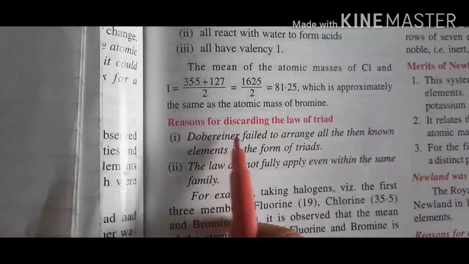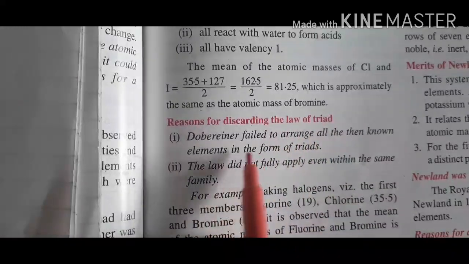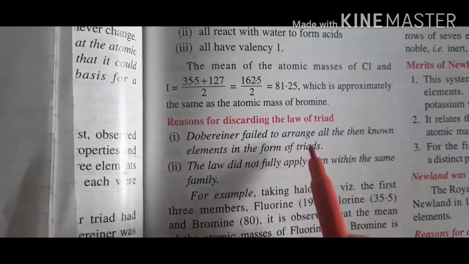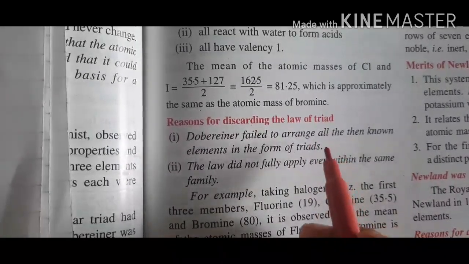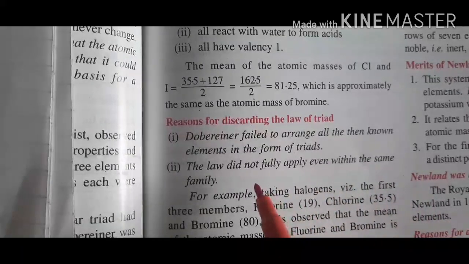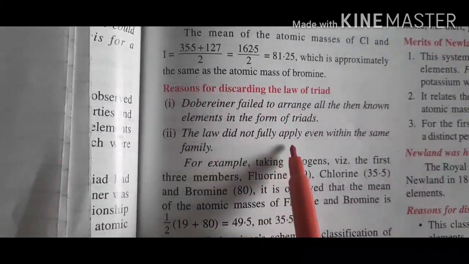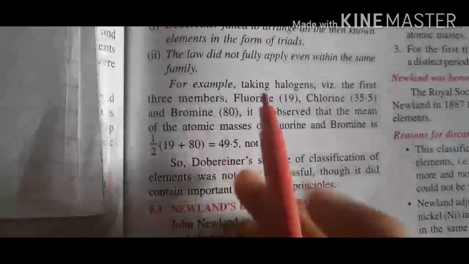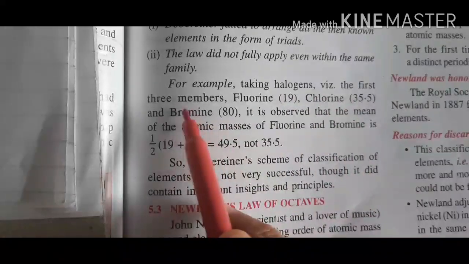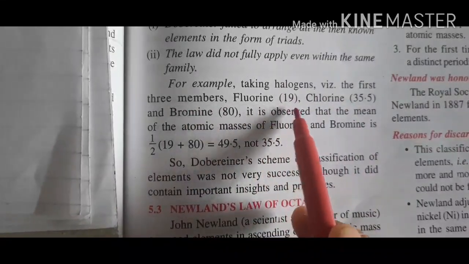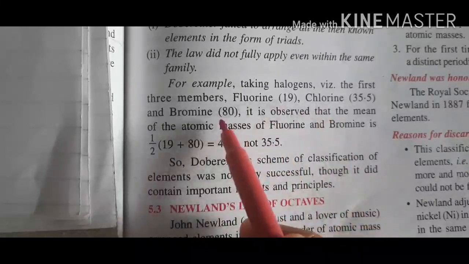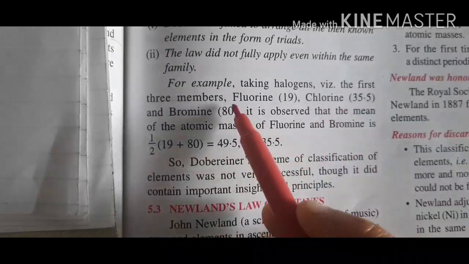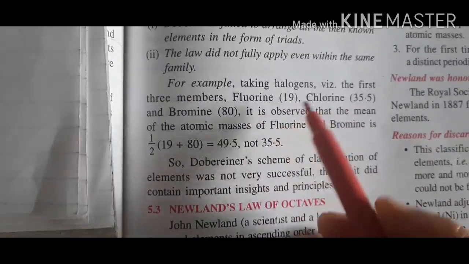Why? The reasons for discarding the law of triads. First, Dobereiner failed to arrange all the known elements in the form of triads. He was not able to arrange all the elements that were discovered at that time; he could manage only a few elements. Second, the law did not fully apply even within the same family. For example, the halogens, the first three members: fluorine, chlorine and bromine. They are members of one family. We know right now that fluorine, chlorine, bromine and iodine are present in one single group.